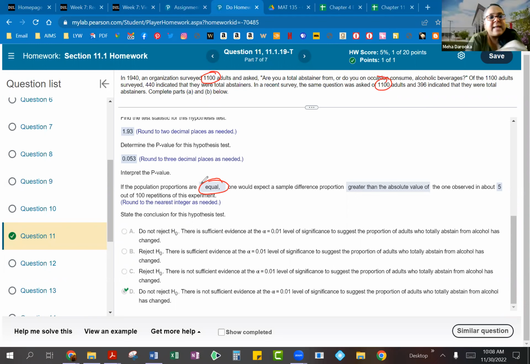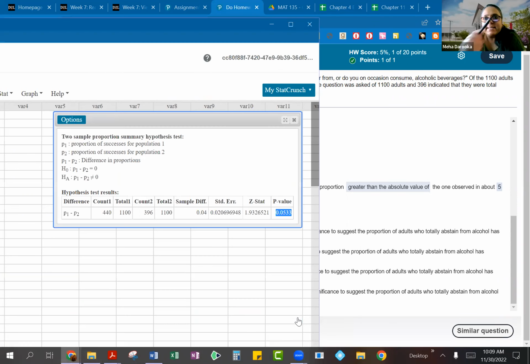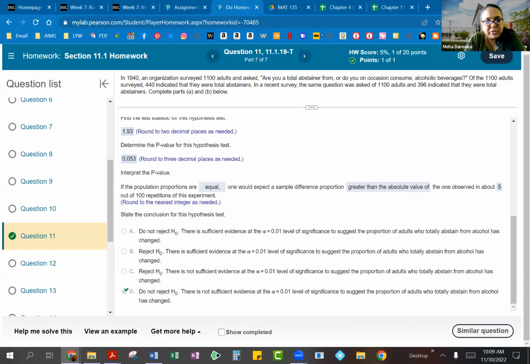So basically, that's what I wanted to show you guys, was how once you figure out how to use StatCrunch, it really is not that hard. So I would recommend, as you are working through these examples, to look through that.